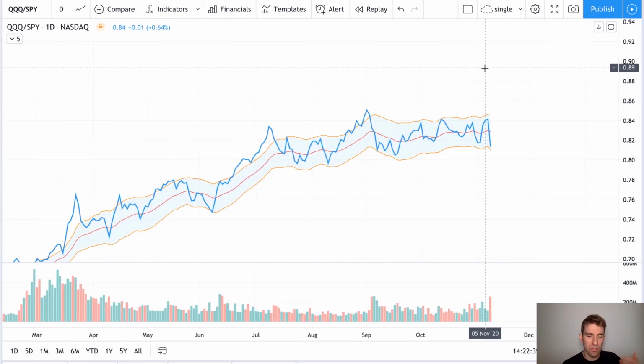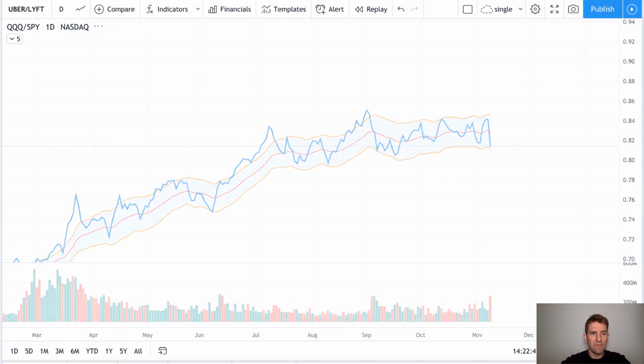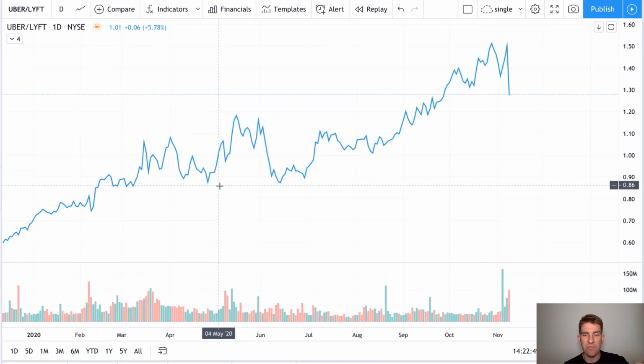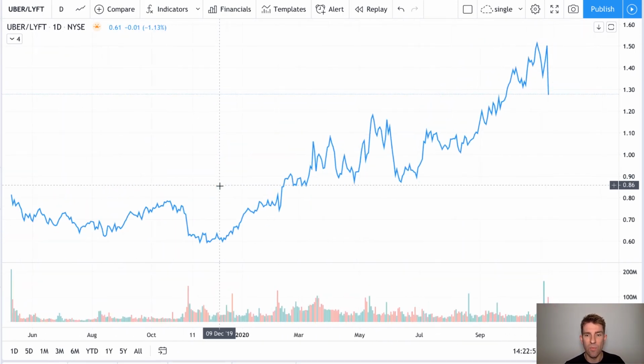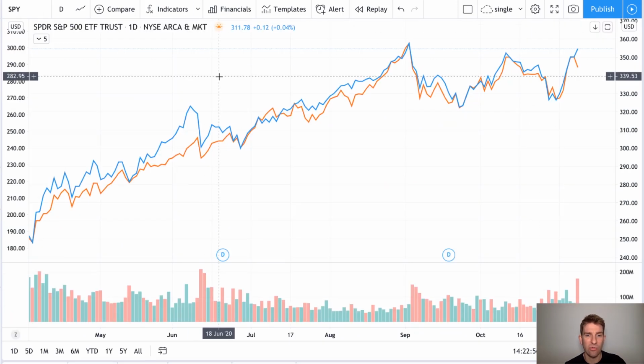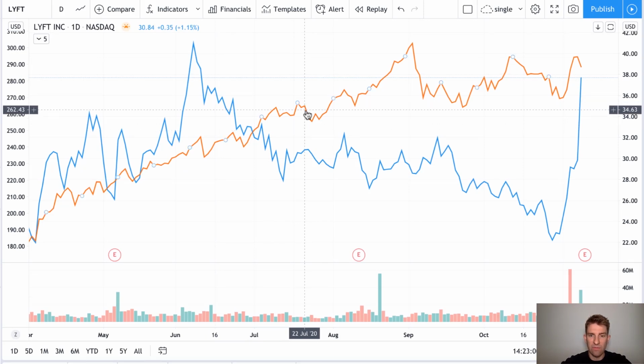Right, one more thing. Let's put in some other stuff here. So let's say we did Uber Lyft. You can see this type of thing. Let's just remove this Keltner for now. It's the same type of thing. You can see how Uber has outperformed Lyft until very recently when Lyft has done okay. And then you can just double check this and go, all right, well, let's have a look at Lyft.